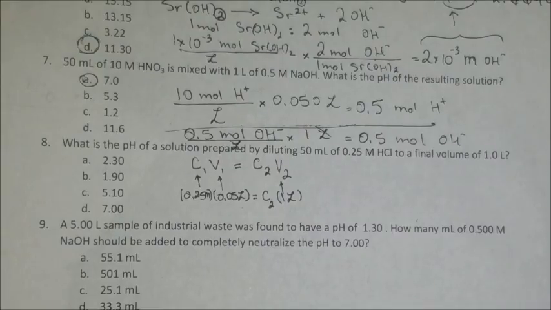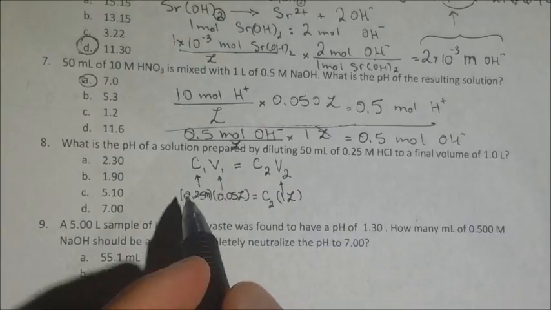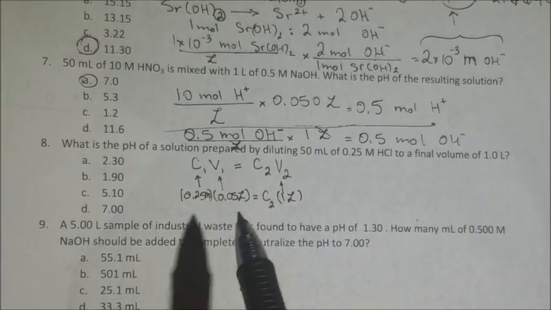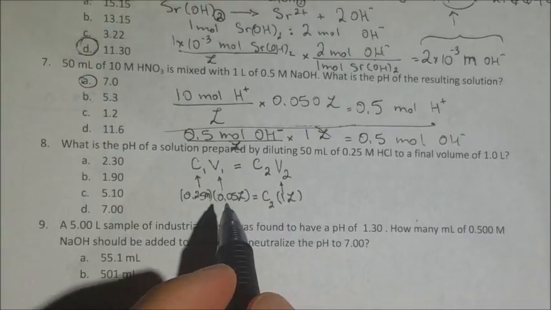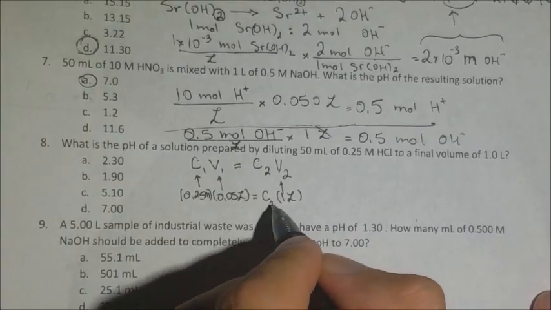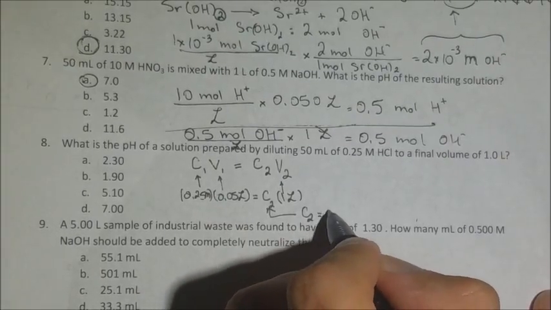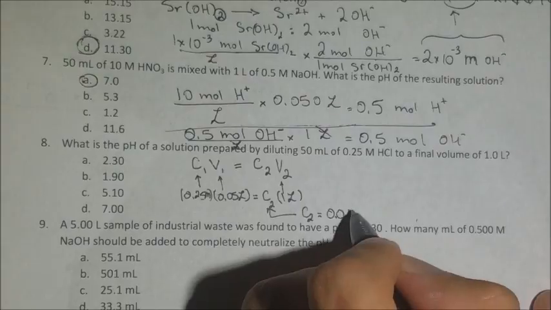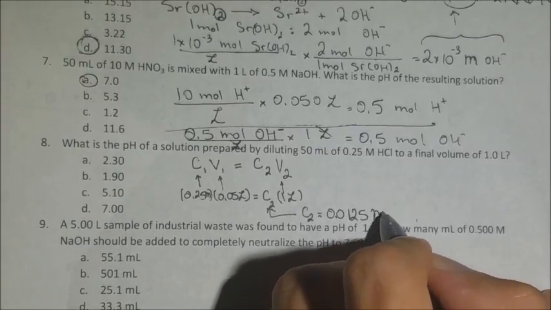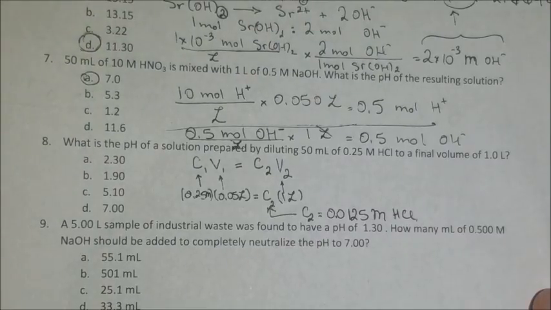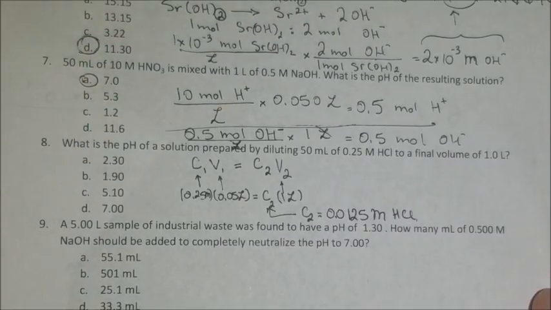So let's go ahead and solve for C2. I'm just going to say 0.25 times 0.05. So that solves for this. This is 0.0125. And then I just divide it by 1, so I cancel out my liters. And that gives me C2. So C2 is 0.0125 molar HCl.